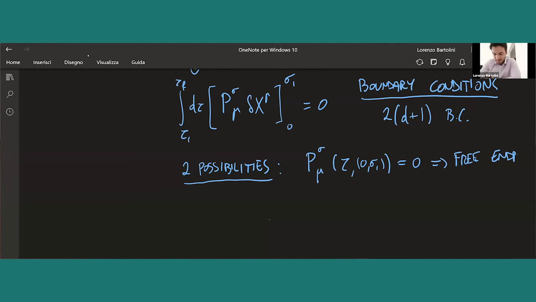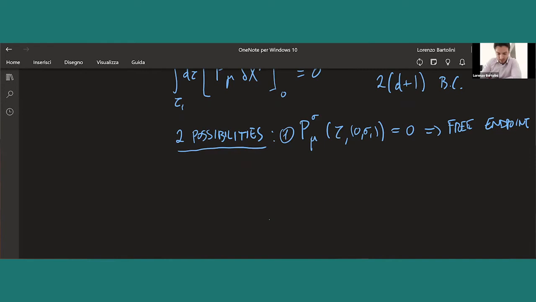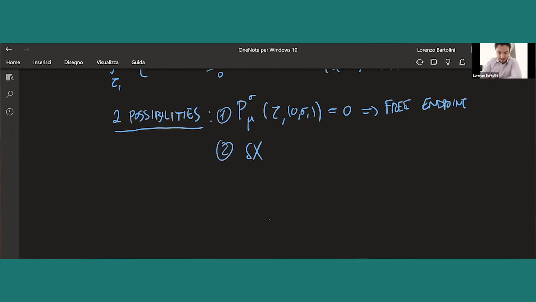And the other possibility is a variation that is zero at the endpoints. So one of these two endpoints. From this perspective, the string cannot move in one of the directions in space, which is kind of weird if we think of strings as free objects, but we'll see that this is very probably the most important observation of this lecture.